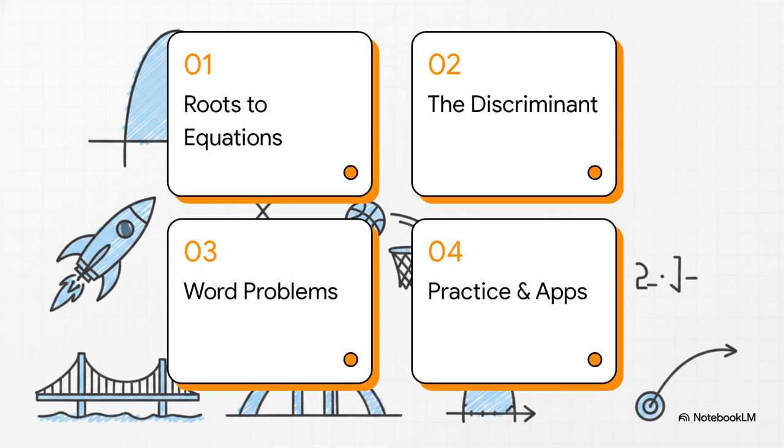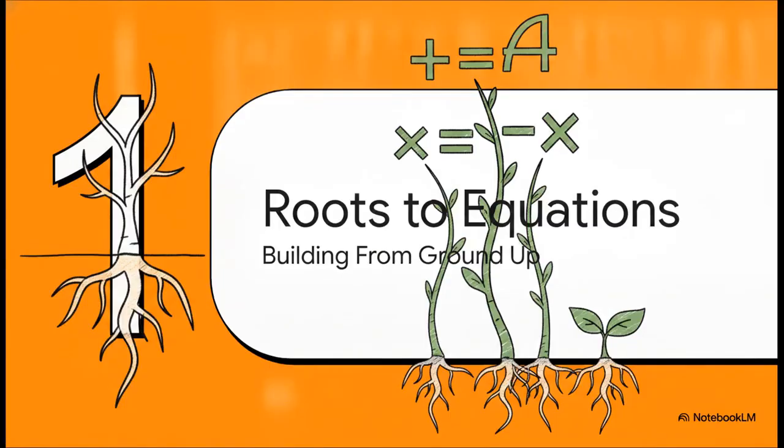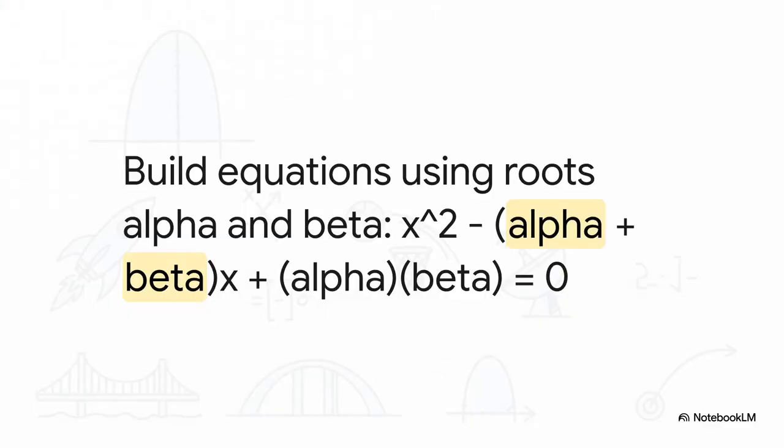Let's dive right in. Part 1, Roots to Quadratic Equations. We're building this from the ground up. Okay, so far, you've learned how to find the roots if you already have the equation. But what if we do the exact opposite? Let's say we already have our roots, those Greek letters alpha and beta. To build the equation, it's actually super simple.